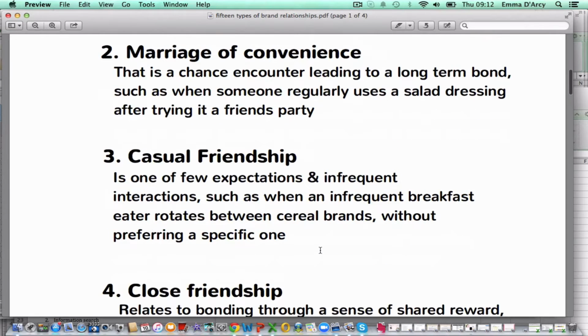Number three then is a casual friendship, and this is where there's few expectations and infrequent interactions, such as when infrequent breakfast eaters rotate between cereal brands without preferring a specific one. So we all do this where we have particular products we use, and breakfast cereal is a very good one where you kind of switch between one or the other and you don't really mind. Now some people obviously are really into their health and fitness and they stick to one particular brand, but typically speaking, research has shown that breakfast eating in particular, or even clothes, for example, certain things that you would buy, maybe, I don't know, chewing gum, pens, it's infrequent, you rotate, you don't really mind which brand you use, so it's a very casual friendship.